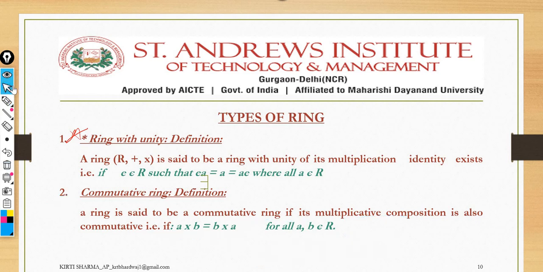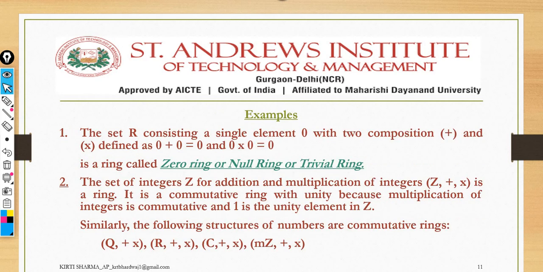Next, we are taking some examples to understand these things very well. First, the set R consisting of a single element 0 with the two compositions, plus and multiply. If we apply these two operations on this element, 0 plus 0 gives 0, and 0 multiplied by 0 gives 0. This type of ring is called a zero ring, null ring, or trivial ring. Mark this point first.